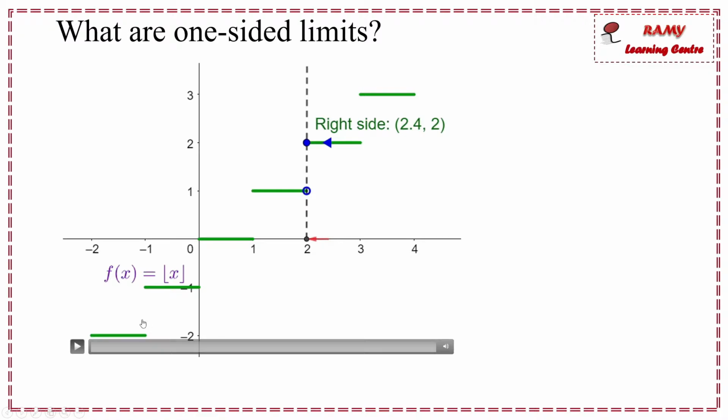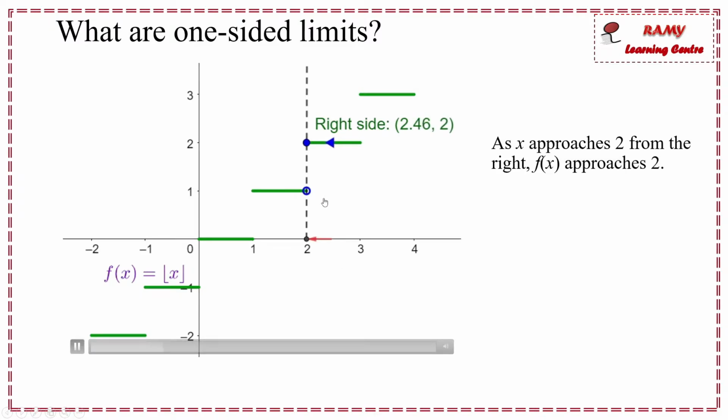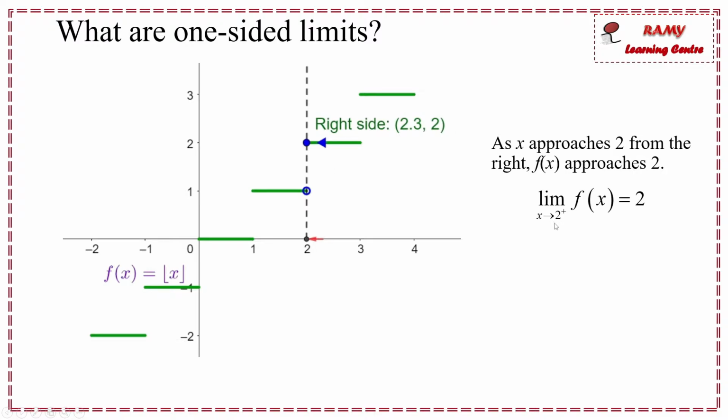Similarly, we are going to see how f of x behaves as x approaches 2 from the right. As x approaches 2 from the right, f of x approaches the value 2. x approaching 2 plus is nothing but x approaches 2 from the right.